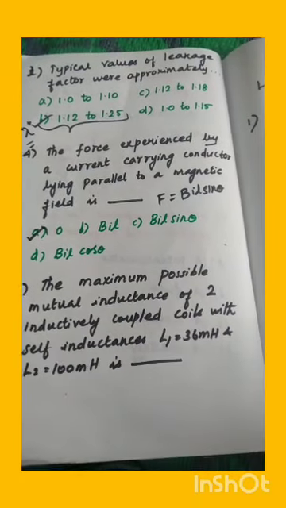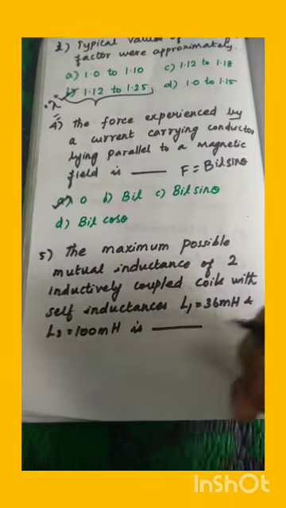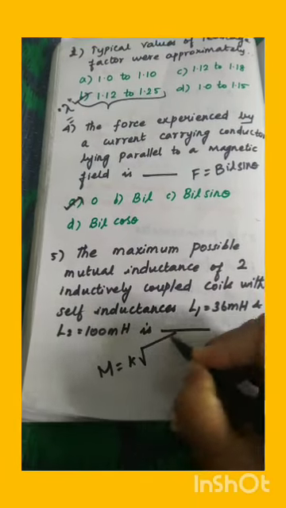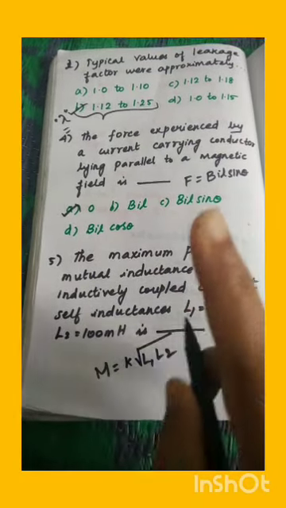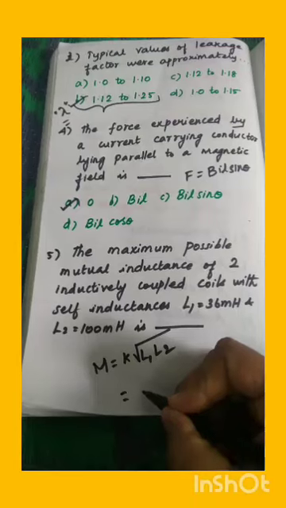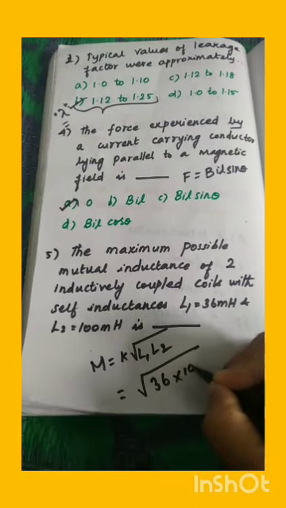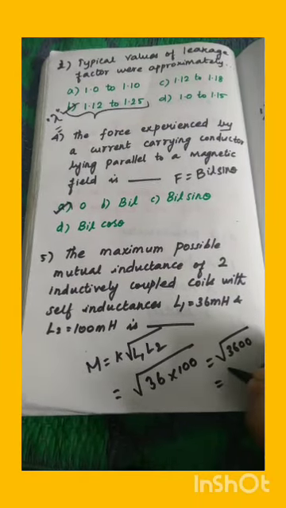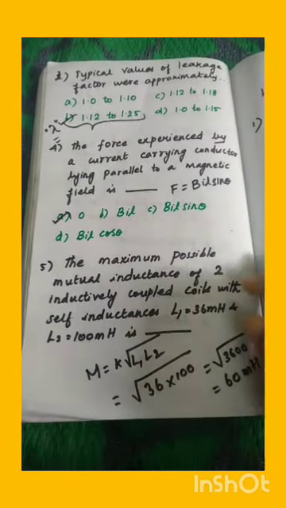The 5th one, the maximum possible mutual inductance of 2 inductively coupled coils with self inductances L1 and L2 is given to you. We need to find M, the mutual inductance. It depends upon the coefficient of coupling K. M is equal to K into root of L1 into L2. In this case K is not given, so you take it as 1. The values of L1 and L2 are given, no? Just substitute it, that is 36 into 100, so root of 3600, which is equal to 60 millihenry. 60 millihenry will be the answer.